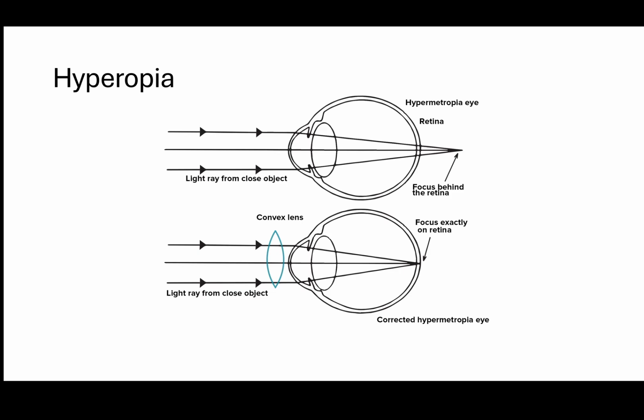For hyperopia now, it's the opposite. The rays are too long, to the point that they actually converge behind the retina. So we now use a convex lens to allow them to converge at a shorter distance, so they converge directly on the retina. This is hyperopia, or hypermetropia.